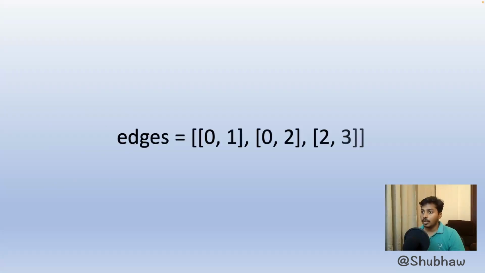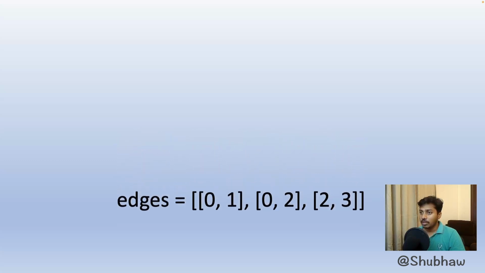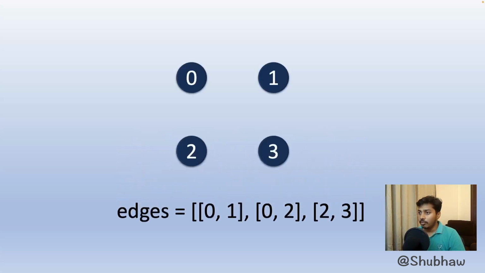We are given a number of vertices and pairs of edges. So let's try to visualize this as a graph. Okay, so we have four vertices, 0, 1, 2, 3, and we have edges between 0 and 1, 0 and 2, and 2 and 3. So mind you, this is an undirected graph. There will be a very slight difference between how we construct an adjacency matrix for an undirected graph and for a directed graph. So let's first look at an undirected graph.